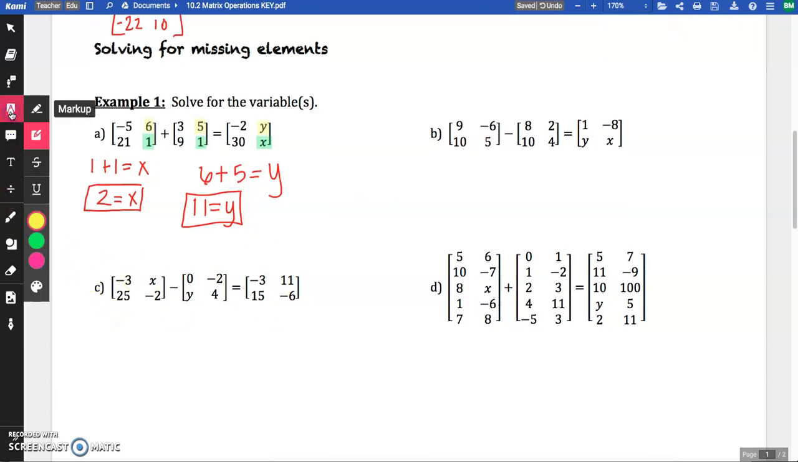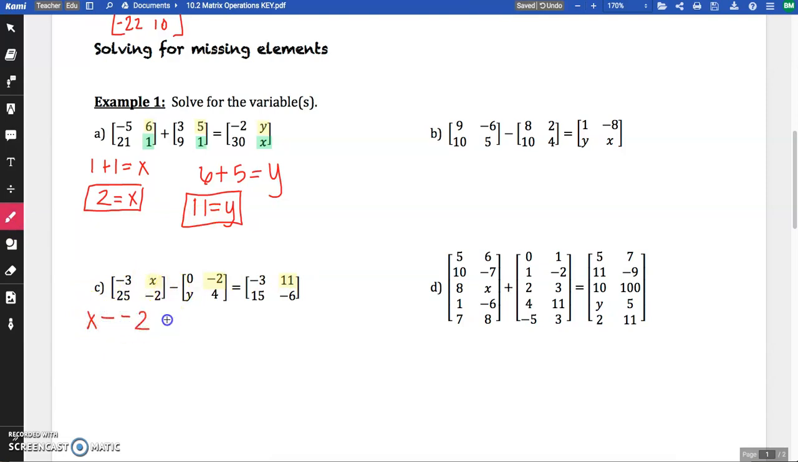Same idea, I'm going to start by finding a variable. So here's an x. Then I highlight everything in the same position. And now I'm going to write out my equation. This time it's subtraction, so x minus -2 equals 11. So I'm keeping the same operation and the negative from that entry. This becomes x plus 2 equals 11, solving an equation, so I'll subtract 2 from both sides. Therefore, x equals 9.